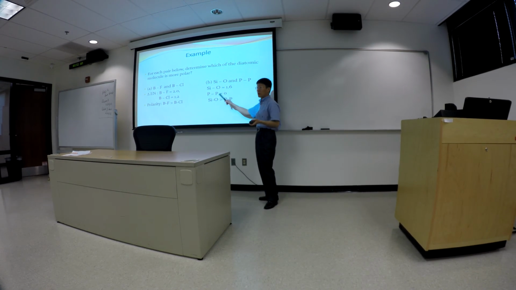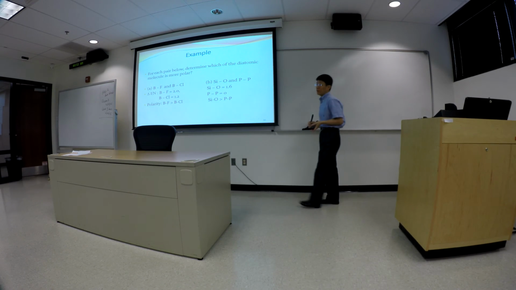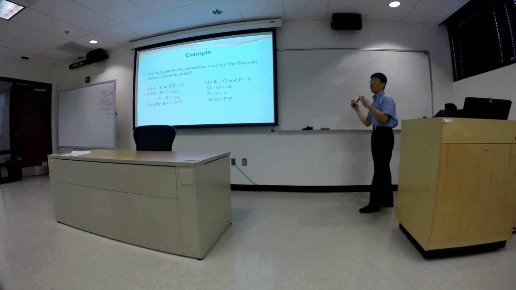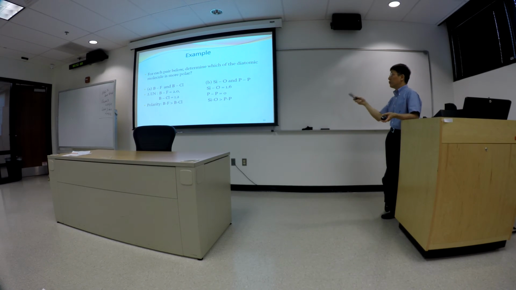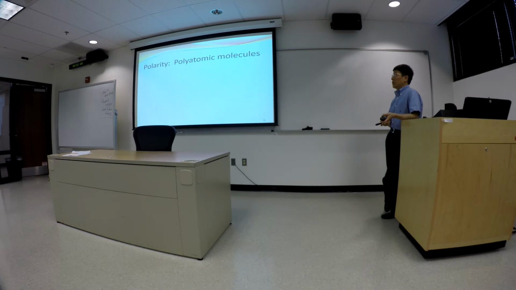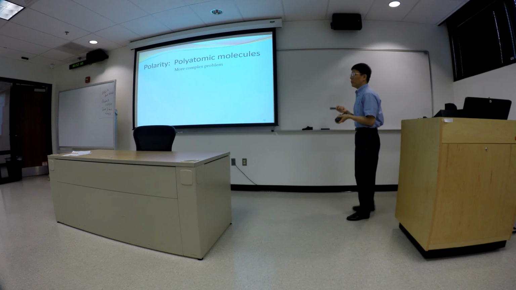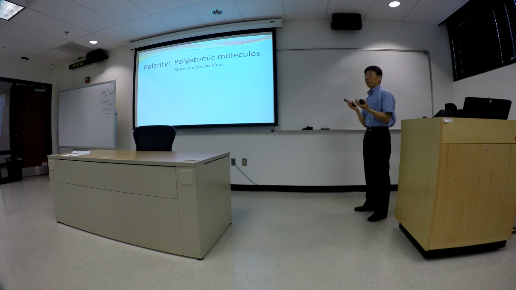This silicon oxygen bond is more polar than phosphorus phosphorus. So we will give you the table of electronegativity for each of the elements if we ask you to determine the polarity. Okay. Now the thing here is that many molecules are not just composed of two atoms, and we have polyatomic molecules. How do we determine the polarity for a polyatomic molecule?